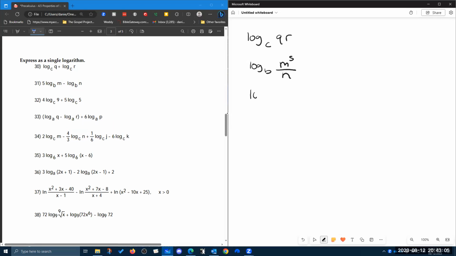32 is going to be log base c of 9 to the 4th, which is 81 times 81, which is 6561, divided by 5 to the 5th, which is 625 times 5, which is 3125.